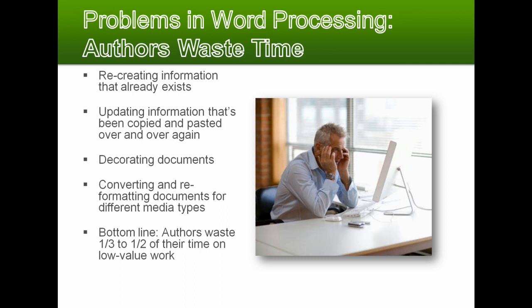Traditional authoring and publishing systems have significant inefficiencies and issues that can be resolved with a dynamic publishing system. In a traditional system, a lot of an author's time can be wasted recreating information that already exists, updating information that's been copied and pasted over and over again. And that's if the author can find all the occurrences of the information.